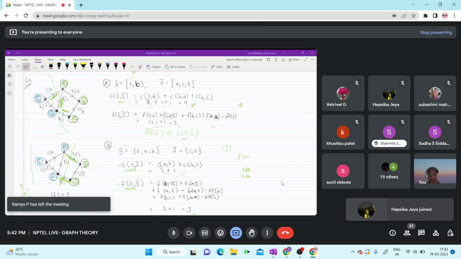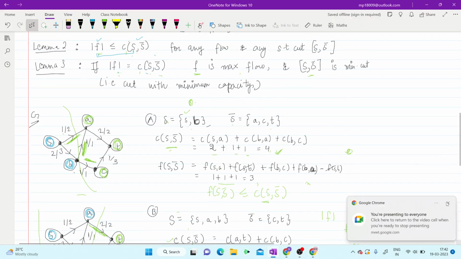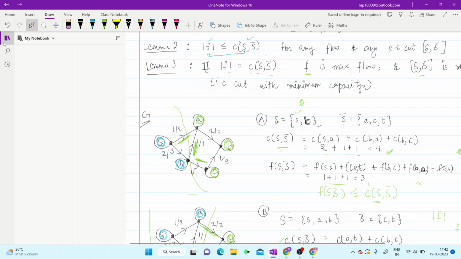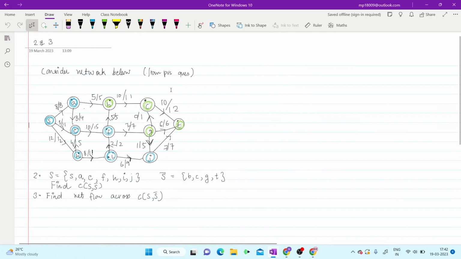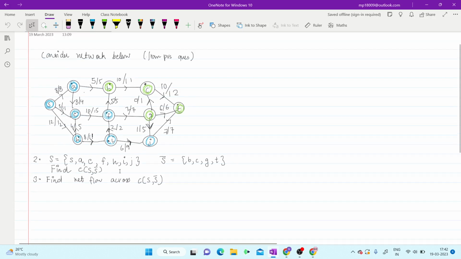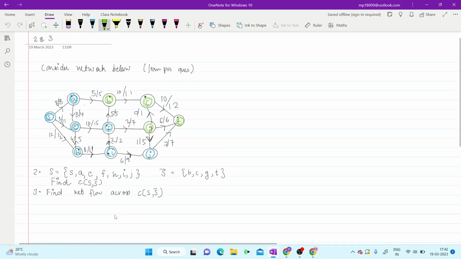Okay, so now let's do some questions. This is also from your assignment, and this is what we have done in the first question. We were given some network and we gave the direction. The first question is this: we are given a cut and we have to find the capacity and net flow. So let's do this. We have this cut.